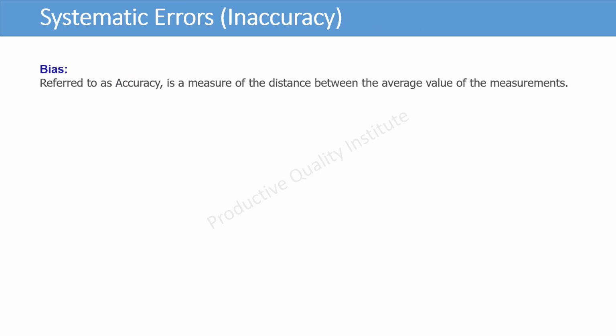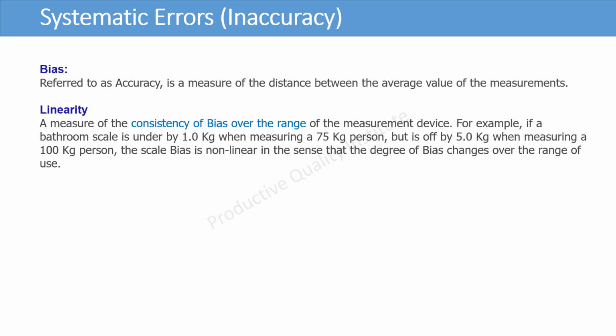Bias, referred to as accuracy, is a measure of the distance between the average value of the measurements and the true value. Linearity is a measure of the consistency of bias over the range of the device. For example, if a bathroom scale is under by 1 kilogram when measuring a 75 kilogram person, but is off by 5 kilograms when measuring a 100 kilogram person, the scale bias is nonlinear in the sense that the degree of bias changes over the range of use.